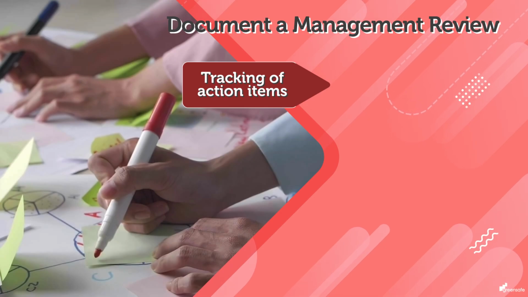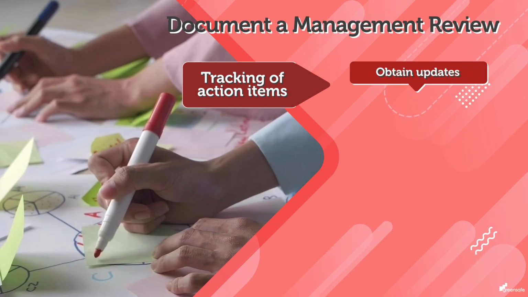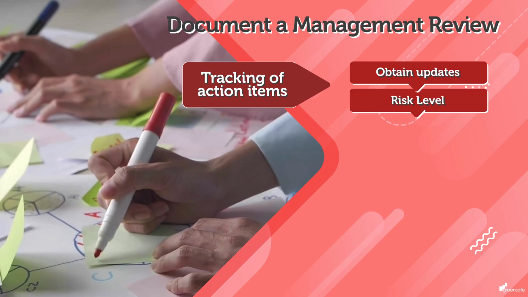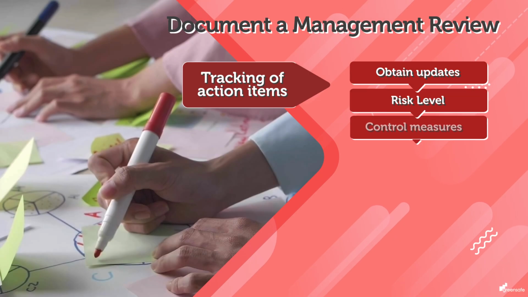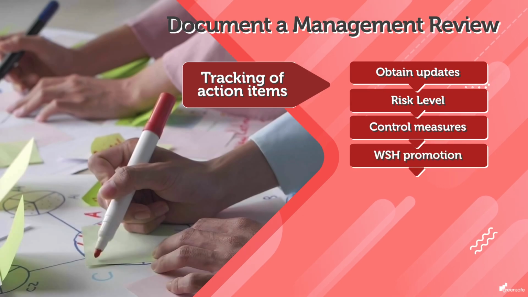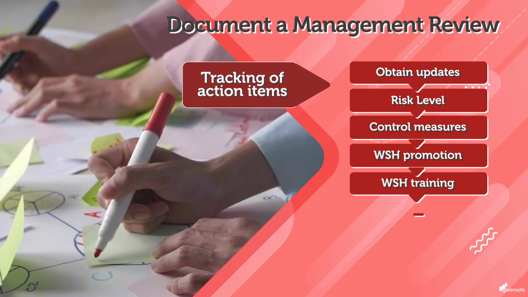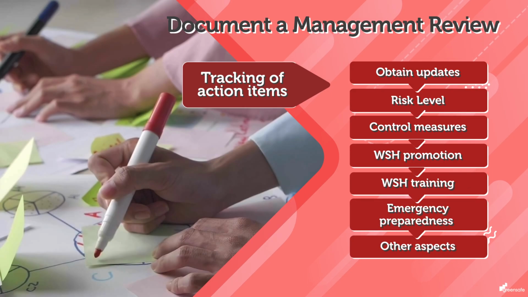To track action items, obtain updates of action item status from the person in charge. For example, you need the updates of the safe work procedure, risk level of specific high-risk activities, and implementation of control measures, as well as the implementation of WSH promotion. In addition, you have to consider other action items such as the enhancement of WSH training and emergency preparedness.